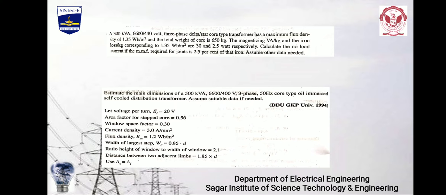And the second question is: estimate the main dimensions of a 500 kVA, 6600/400 volt, 3 phase, 50 hertz core type oil immersed self cooled distribution transformer. Assume suitable data if needed. The data is written below. And this question has been asked in one of the universities of India.